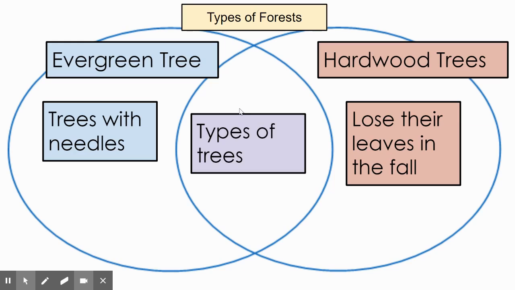But there is something that is the same about these trees, and it's found in the center where the ovals overlap. It is that evergreen trees and hardwood trees are still both types of trees. That is the way they are the same. They are trees.